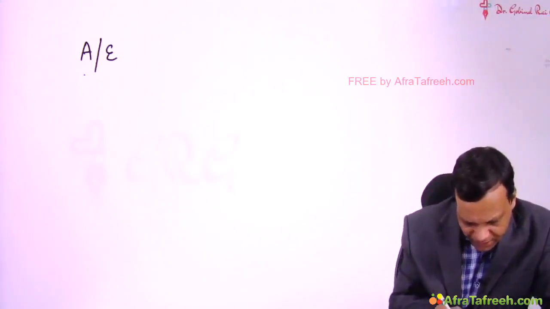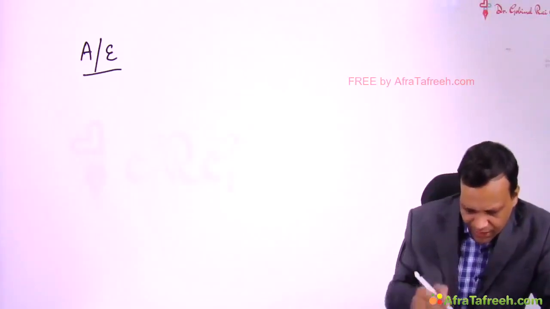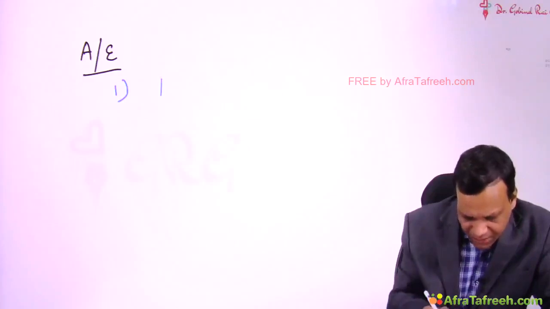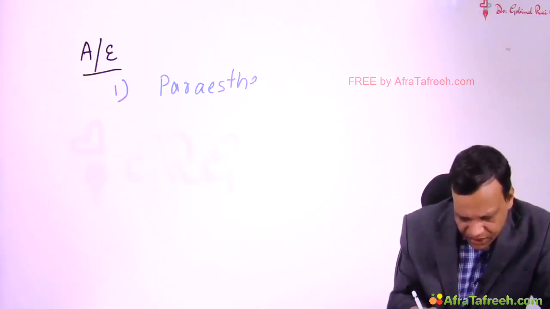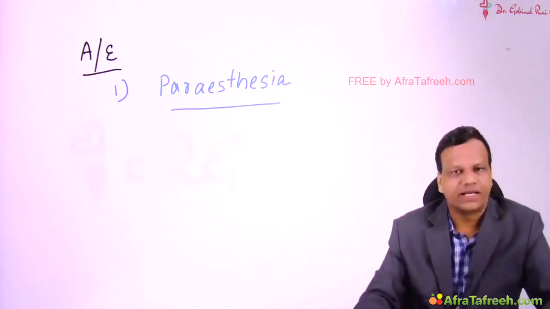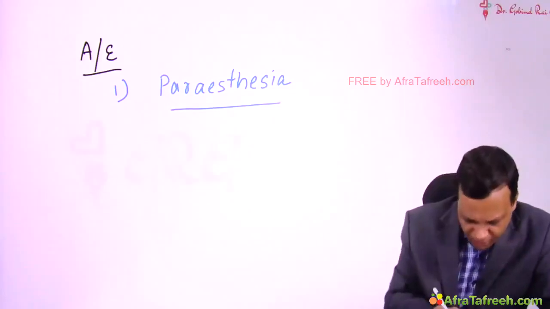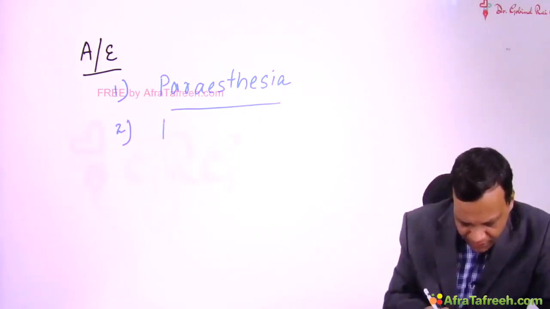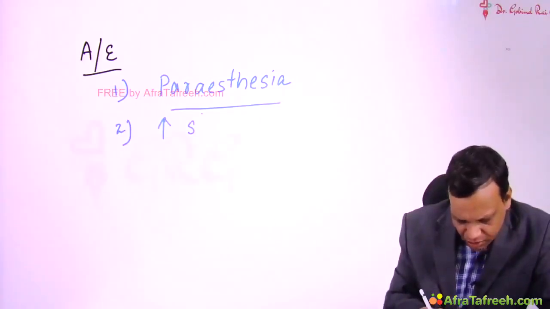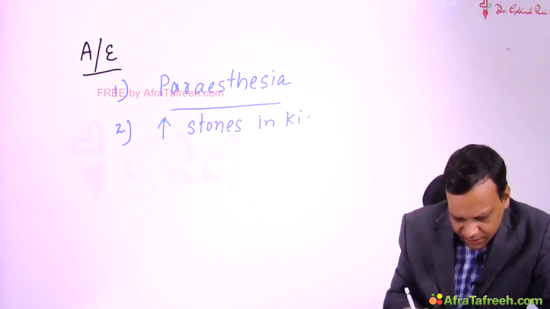Now coming to the adverse effects of carbonic anhydrase inhibitors. They can cause paresthesias. This is very commonly asked in the exams. Which diuretic can result in paresthesia? It is carbonic anhydrase inhibitors. Apart from paresthesia, carbonic anhydrase inhibitors increase the risk of kidney stones. Increase the risk of stones in the kidney.